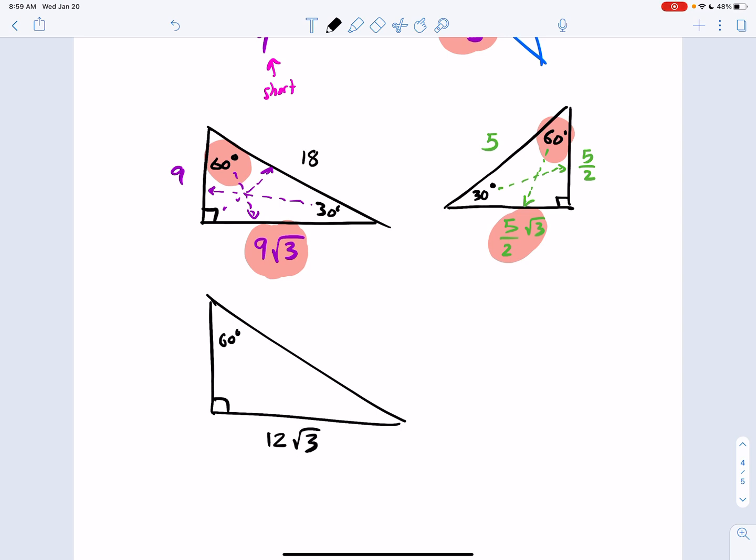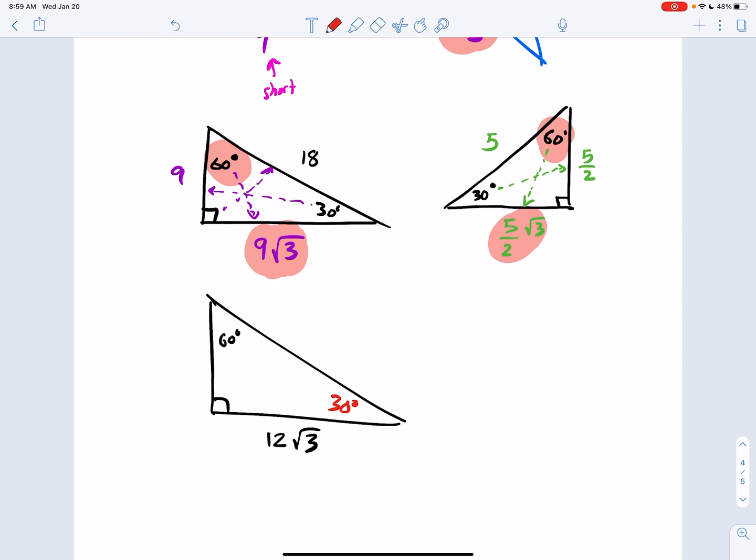Okay, so notice how here I didn't give you that third angle, okay? So if you know that this is a 90, this is a 60, so the other one has to be a 30 because it has to add up to 180, okay? So sometimes you do have to fill it in yourself, okay?